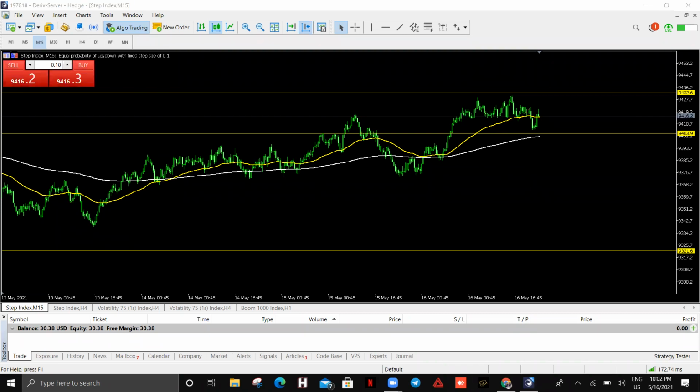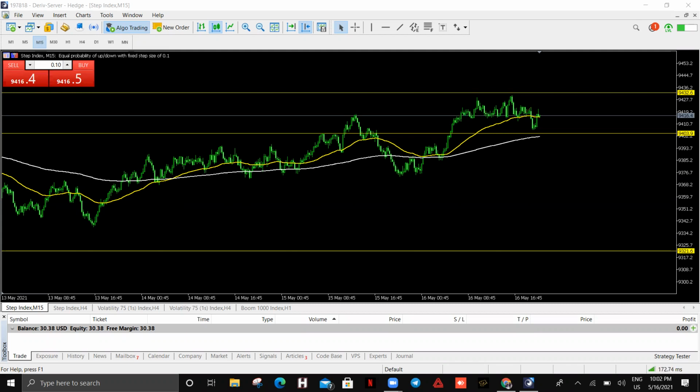Sell step index when price closes below 94.03. Buy when price closes above 94.32. For now, it's actually consolidating.